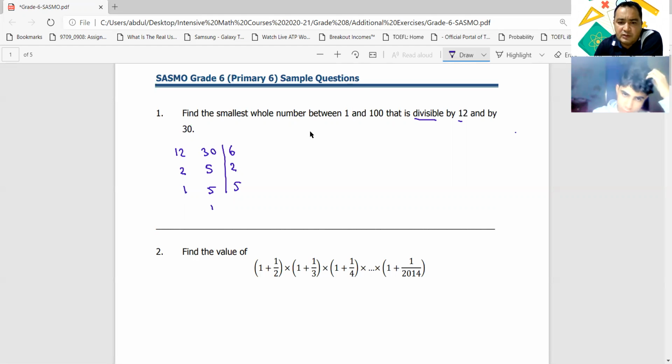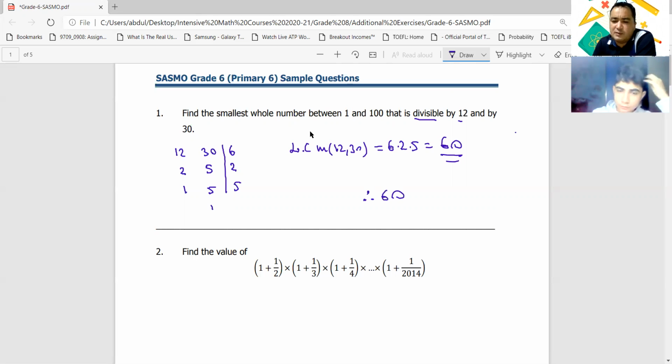The least common multiple of 12 and 30 is the product of all of these numbers. That's equal to 6 times 2 times 5, which is equal to 60. So the smallest number is 60. As you see, if you divide 60 by 12, it is 5. Divide 60 by 30, it is 2, right?